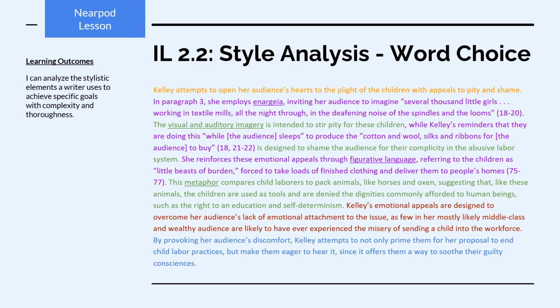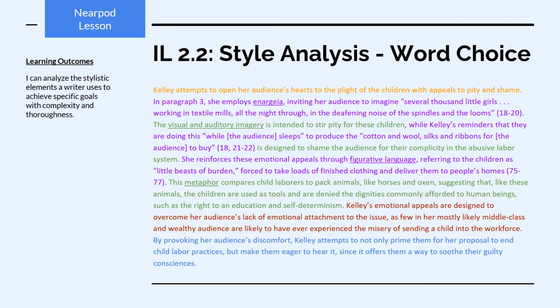I follow that up with explanation. The visual and auditory imagery, there I've identified the kinds of imagery, is intended to stir pity for these children. While Kelly's reminders that they are doing this while the audience sleeps is to produce the, quote, cotton and wool, silks and ribbons for the audience to buy, is designed to shame the audience for their complicity in the abusive labor system. She reinforces these emotional appeals through figurative language, referring to the children as little beasts of burden forced to take loads of finished clothing and deliver them to people's homes. This metaphor compares child laborers to pack animals, like horses and oxen, suggesting that, like these animals, the children are used as tools and are denied the dignities commonly afforded to human beings, such as the right to an education and self-determination.